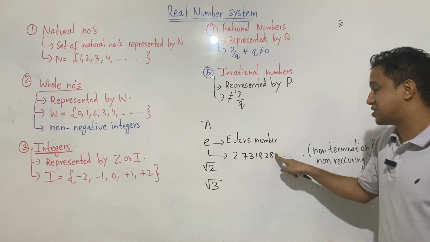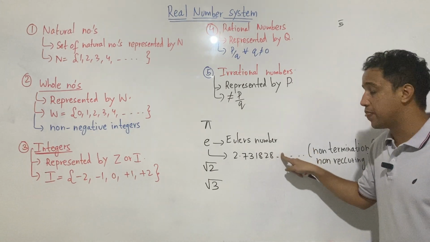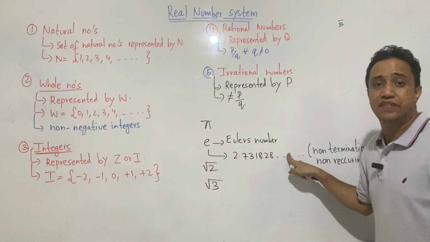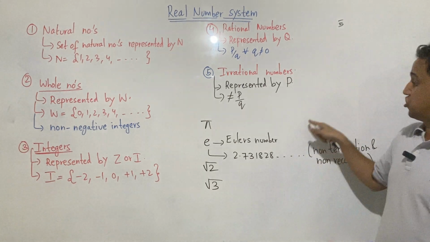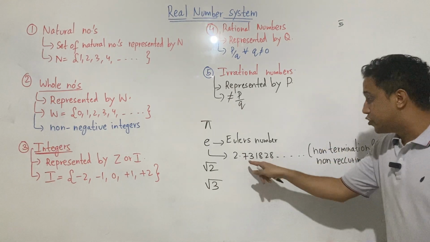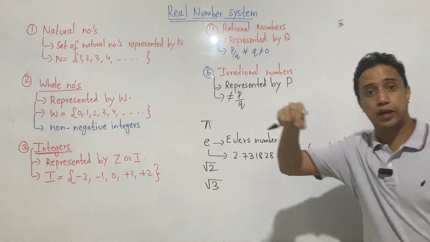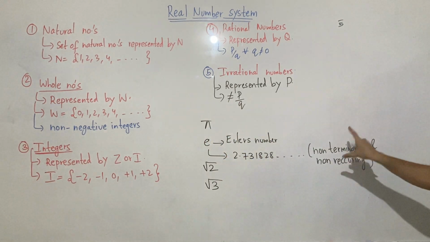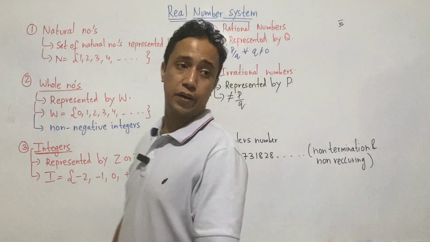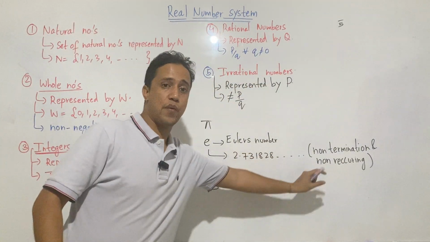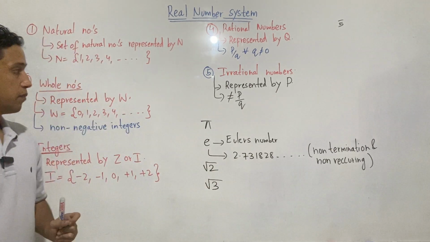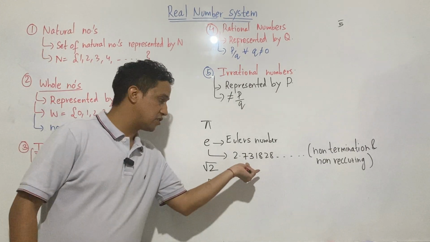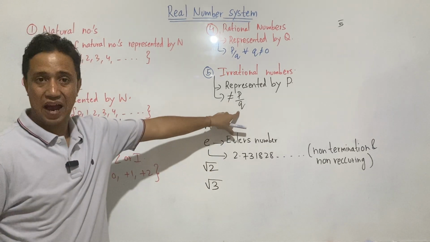Next digit could be 7, then next digit could be 1, then 5, then 9, then 3, then 2. So you cannot deduce any pattern which keeps on repeating. That's why we call them non-terminating and non-recurring. So they are irrational numbers because we cannot represent them in the form of P by Q.